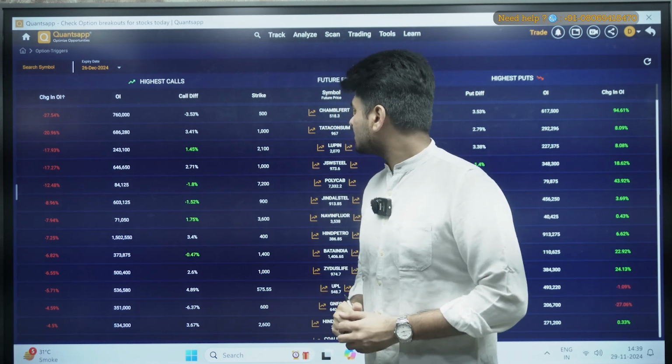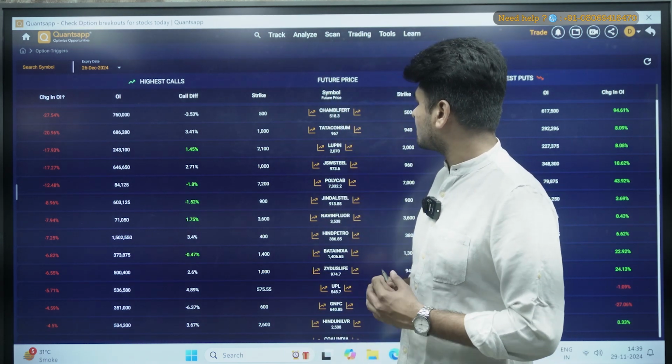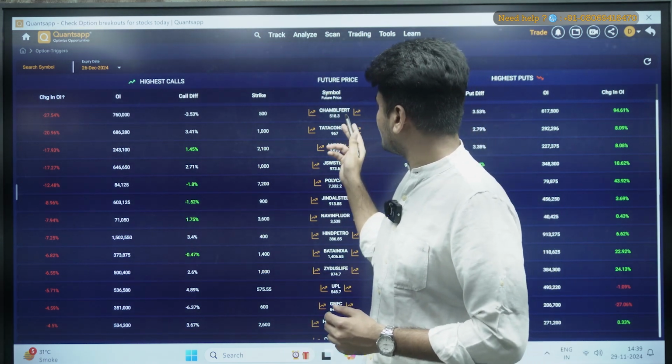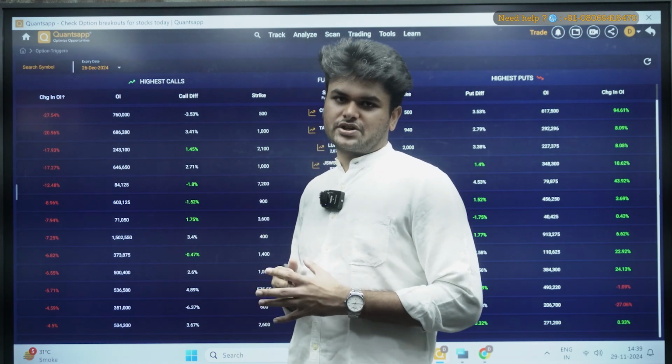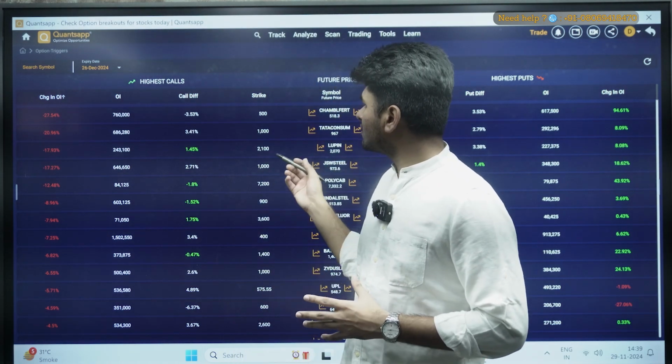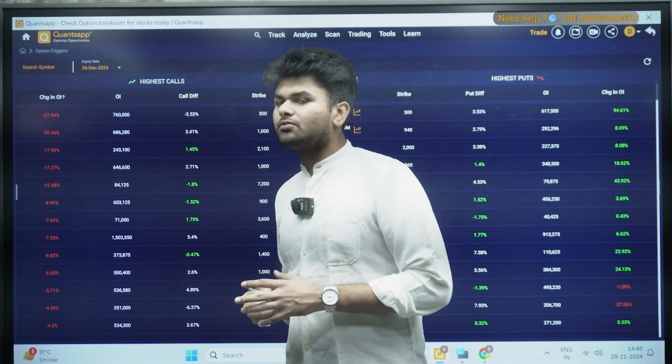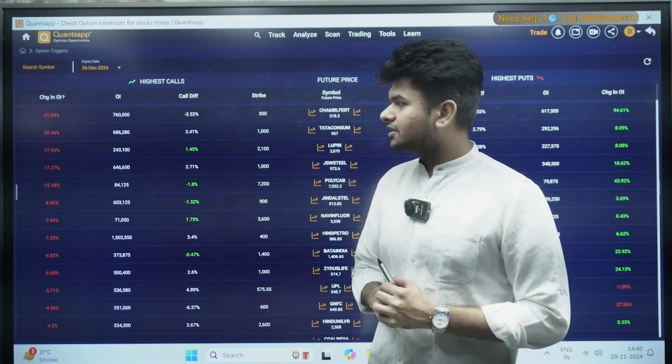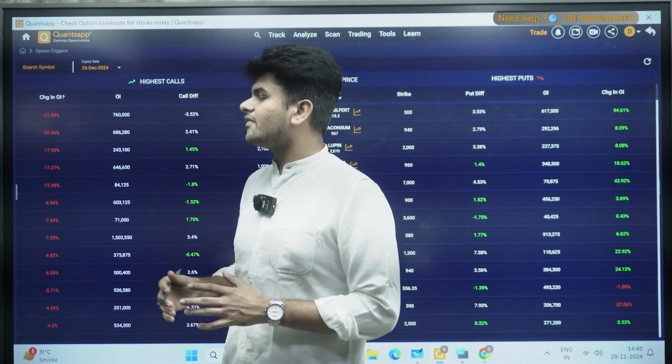Now as you can see, we are seeing Chambal Fertilizer as the option. So let's just select Chambal Fertilizer as a stock option trade. Okay, so if you would have initiated a trade in the morning, here you could have almost gained around 3 to 3.5% returns. Okay, now how have you identified that?